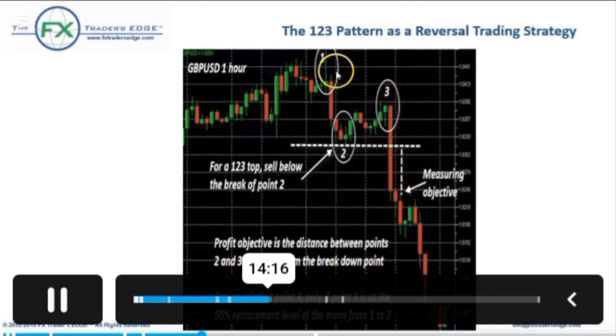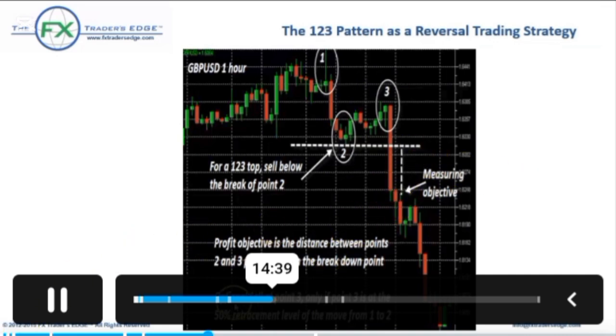Naturally, once you add other factors like Elliott wave analysis or Fibonacci into your analysis, you will be able to select a better measuring objective. But this is the pattern measuring objective. So to keep it simple, you are certainly able to just use this pattern measuring objective.